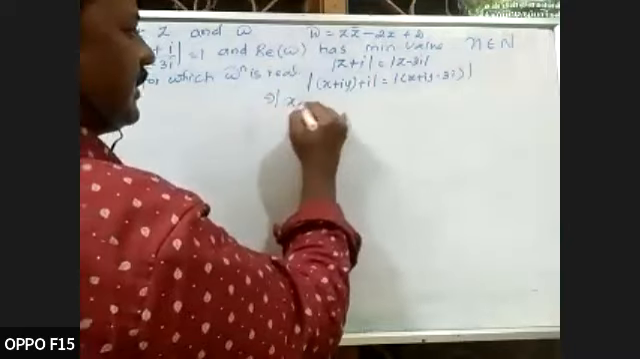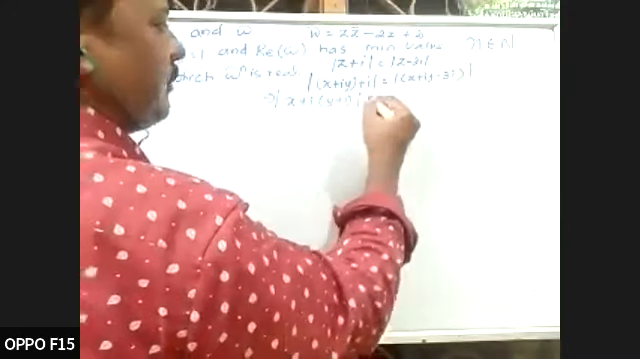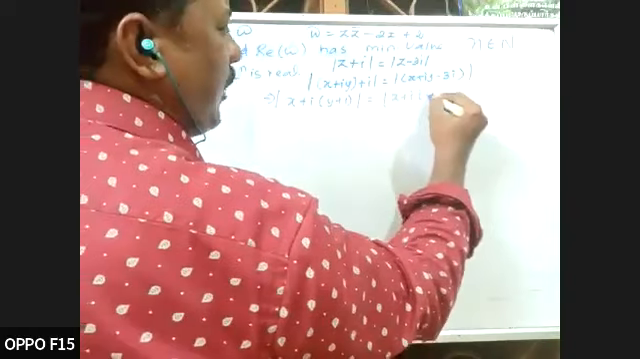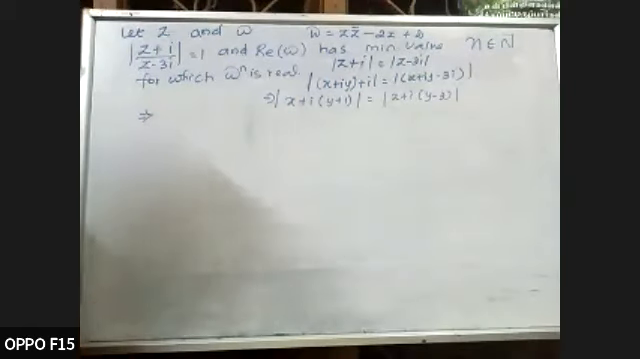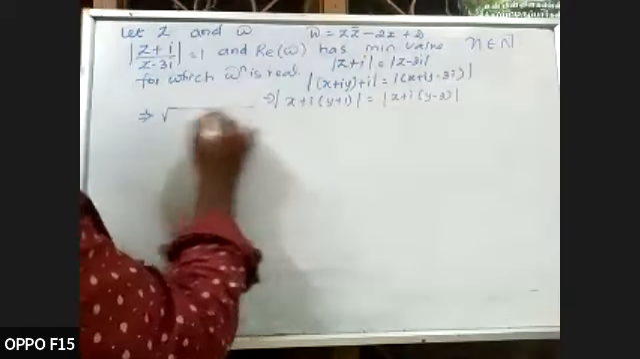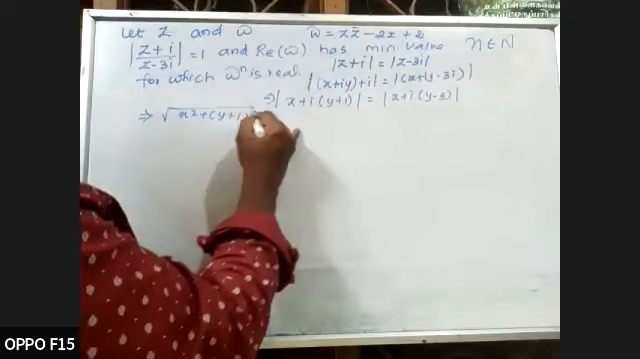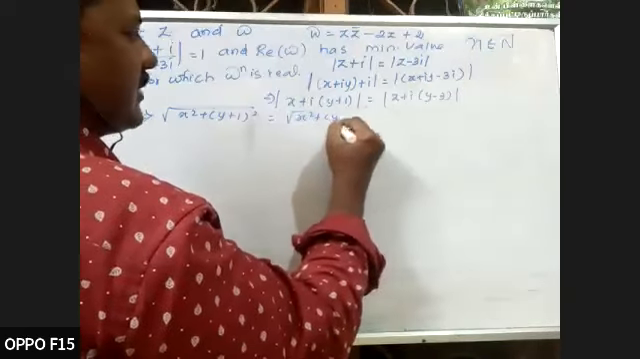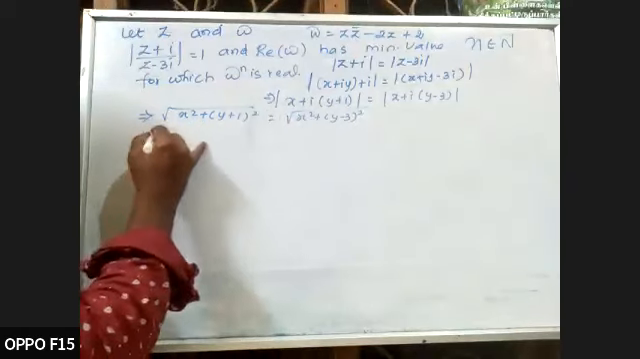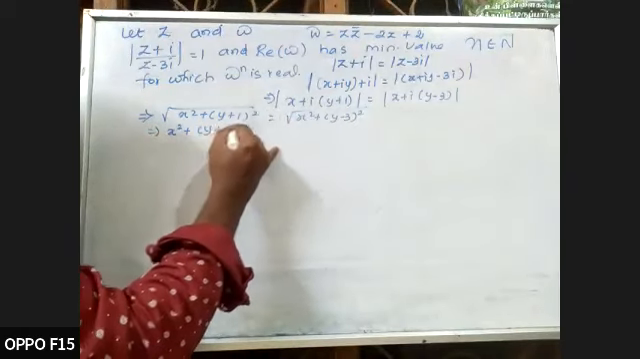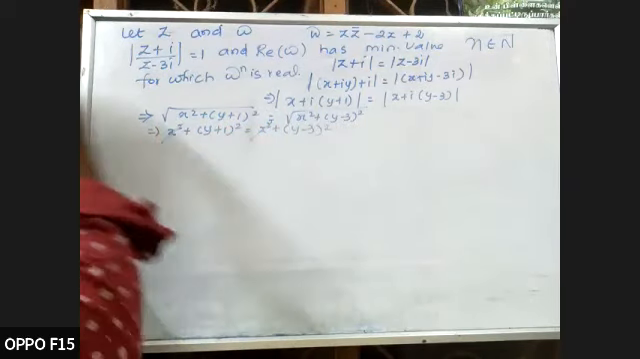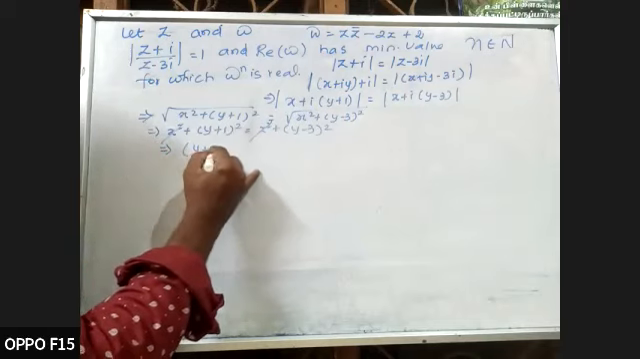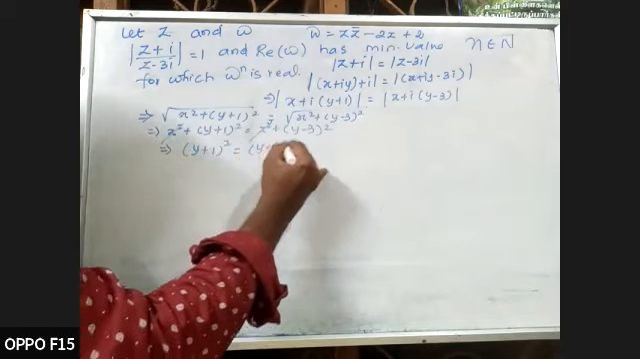X is the real part. If I take I common, Y plus 1 is the imaginary part. X is the real part, Y minus 3 is the imaginary part. You can take the modulus on both sides. So if I take modulus, what we will get? Modulus becomes square root of X square plus Y plus 1 the whole square equals square root of X square plus Y minus 3 the whole square. Removing the square root, we get X square plus Y plus 1 the whole square equals X square plus Y minus 3 the whole square. Both X square will get cancelled. We have Y plus 1 the whole square equals Y minus 3 the whole square.